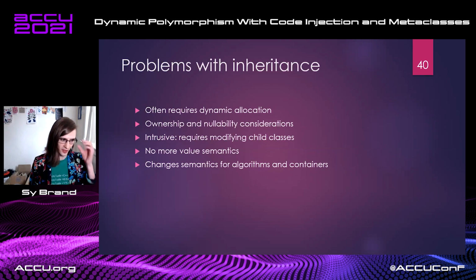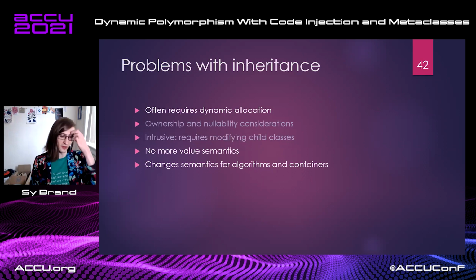So let's look at those problems that we had with inheritance. We still have the problem of dynamic allocation. The dynamic allocation is now under the covers, but it's still there. But we have solved the problem of ownership and nullability considerations because we no longer externalize that pointer. We have an animal object. It's not a pointer to an animal, it's an animal. And we also got rid of the problem of intrusivity. We did not need to derive cat or dog from our animal type. It all just worked. So we've solved those two problems.